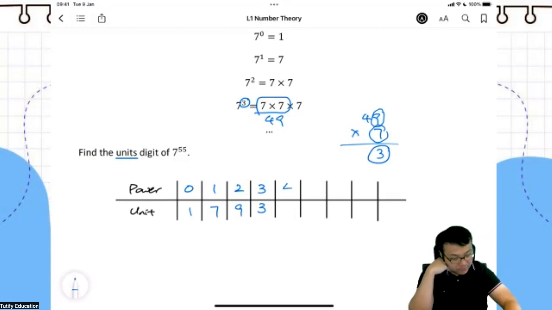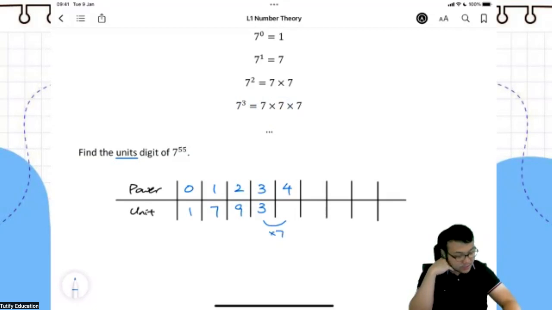Okay, then to the power of 4. To the power of 4, what does it mean? That means you multiply by 7 again. So if you multiply by 7 again, the last digit, 3 times 7, is 21, right? So the last digit is going to be 1. You keep on multiplying by 7, okay?